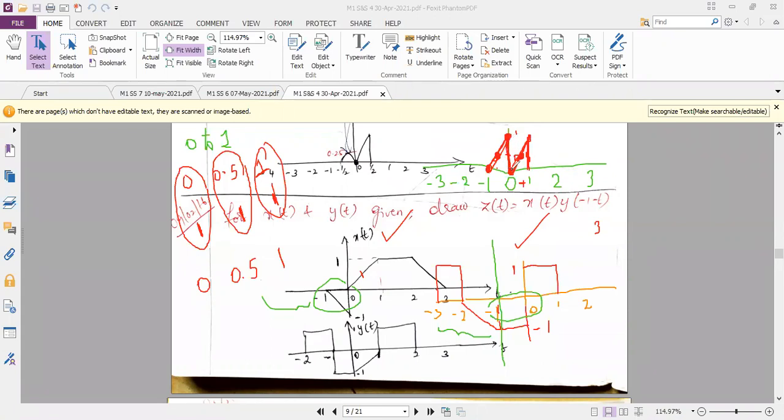So now can anybody tell me, 1 to 2 interval, do I need to consider? 1 to 2. The interval 1 to 2, do I need to consider or not?